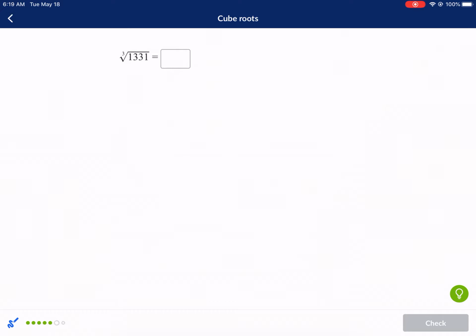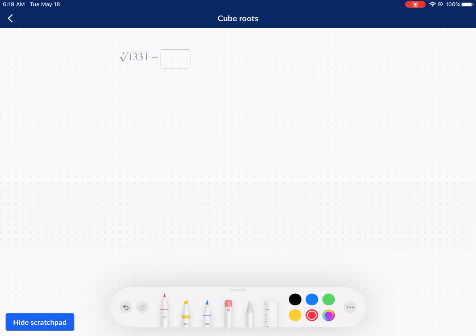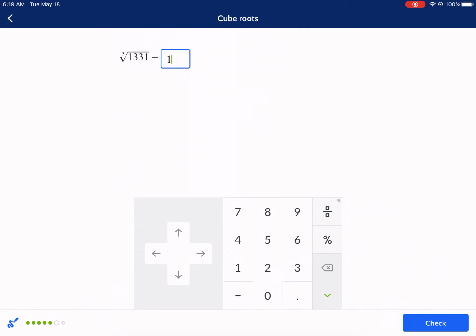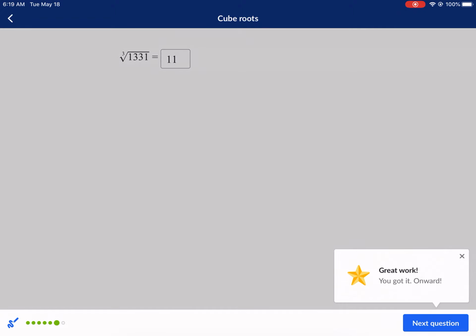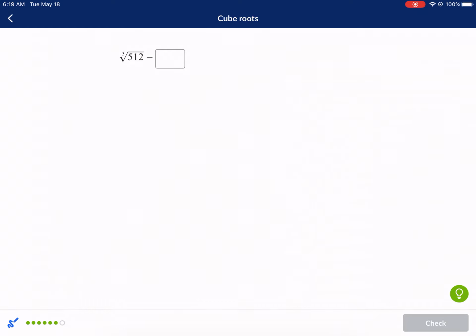Oh, yeah. 1331, maybe 13? Not 13. Okay, maybe we can try 11. It's 11. Great. Okay, so we're going to divide this by 11, and we get 121, which is 11 and 11. We have a triple, and it's 11. So I needed a calculator on this one just because I wasn't sure what number it was divisible by.